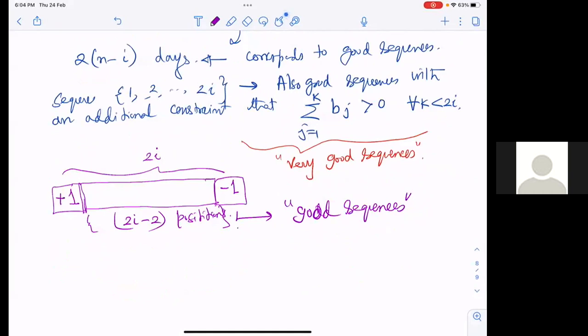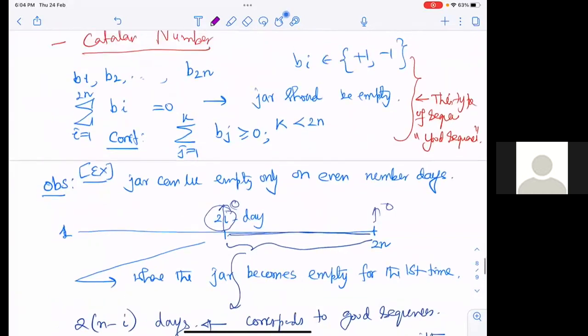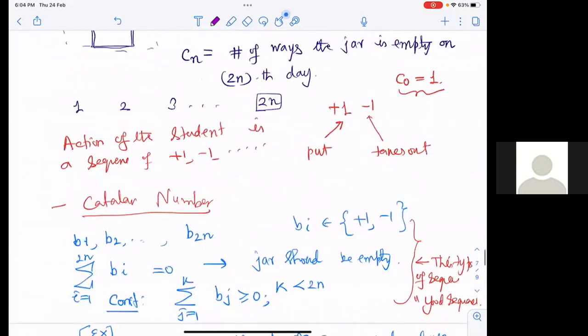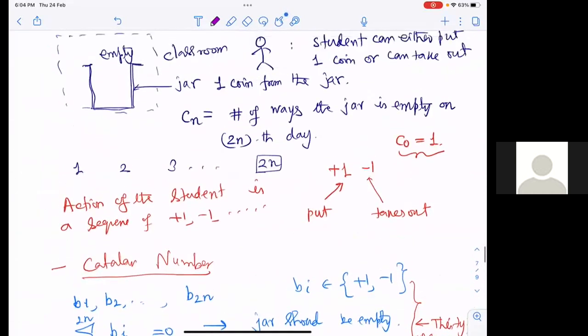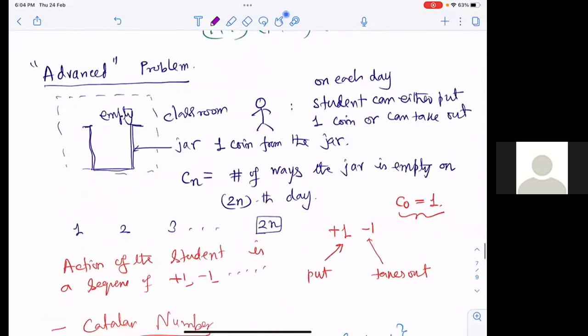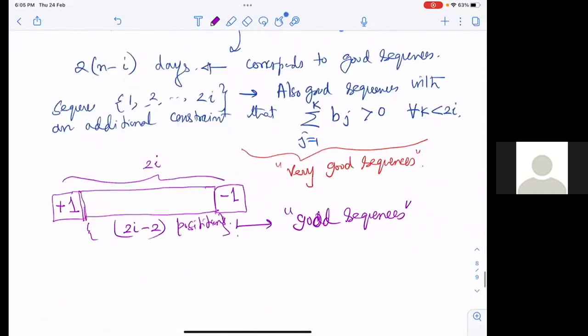But this is 2 into i minus 2. By our notation, Cn denotes the number of good sequences on 2n days, and this is 2i minus 2 days. So this number is Ci minus 1.